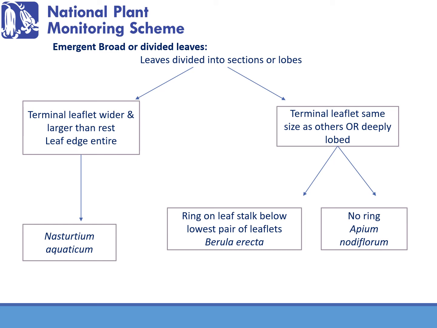And Apium can also be muddled with lesser water parsnip, Berula erecta, which has a ring on the leaf stalk below the lowest pair of leaflets. So we'll look at those three species in a bit more detail and start off with the distinction between the Berula, the lesser water parsnip, and the false watercress, Apium nodiflorum.